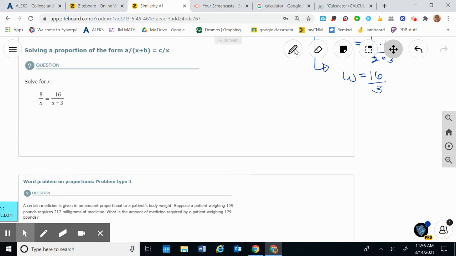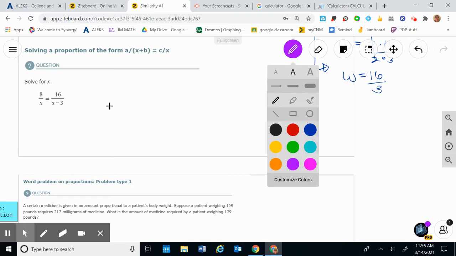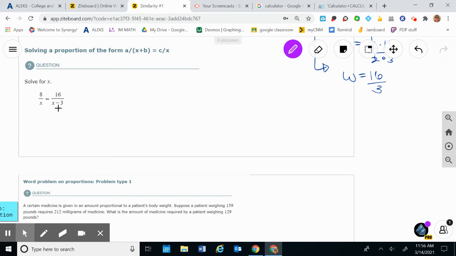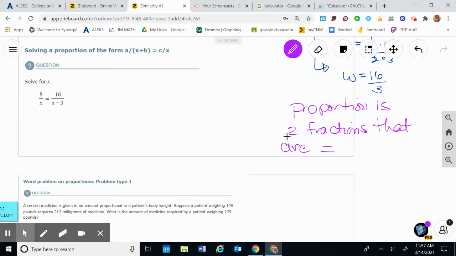Okay, let's try this one. Now notice this has variables on both sides, but the main thing you need to realize is that you have a proportion. A proportion is when you have two fractions equal to each other. And if you don't know that, you might want to write that down. A proportion is two fractions that are equal. That's all. Notice there's no +9, there's no extra stuff. It's just two fractions. That's when you can cross multiply.